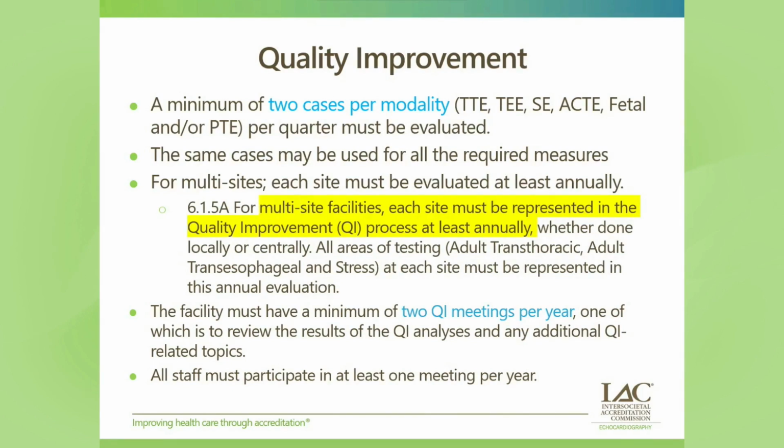If you're part of a big multi-site accreditation, you must evaluate each site at least once a year, and we'll give you some tips on how to do that as well. The facility must have a minimum of 2 quality improvement meetings per year, and that's a bare minimum. One of these is to review all the results of your quality improvement analyses and any additional QI-related topics. All staff must participate in at least one of these meetings per year.